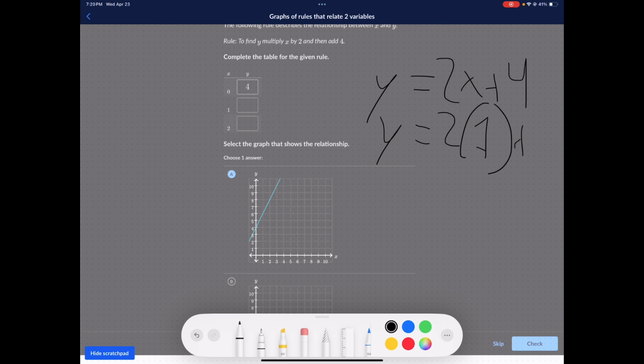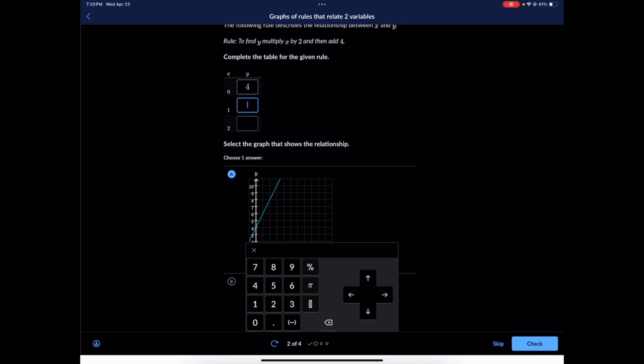Now, my recommendation is just plugging it in, but whatever your preference is, it doesn't matter. So what's 2 times 1? 2, good. And then what's plus 4? 6. So y equals 6. So that means that this one is 6.